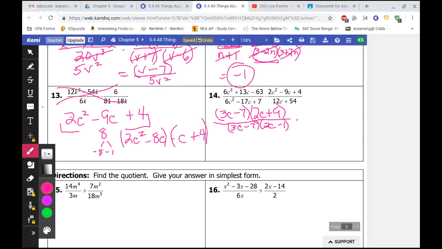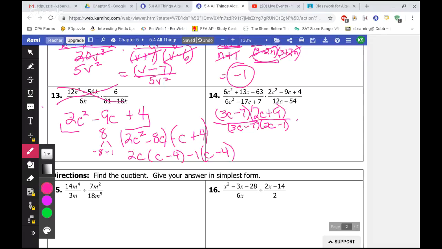and I can factor out a 2c out of the first one. So it's going to give me c minus 4. Then I'm going to take a negative 1 out of this second one. And that's going to give me a c minus 4.